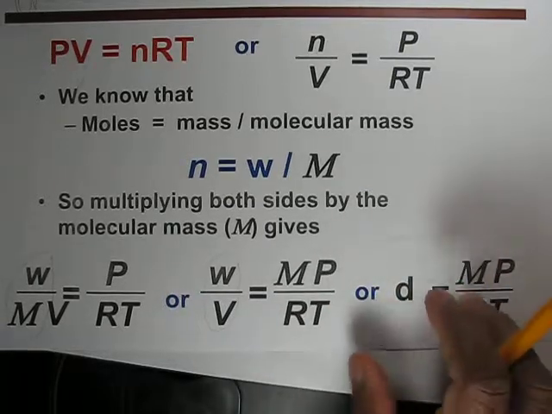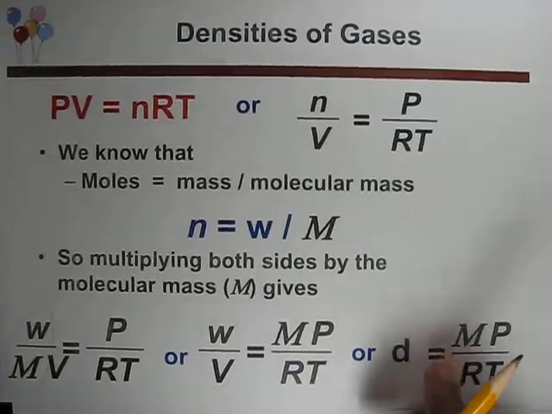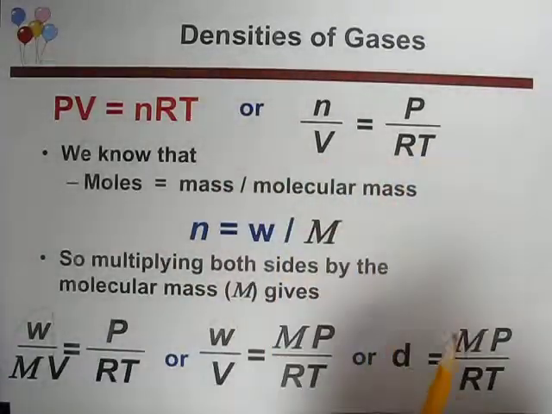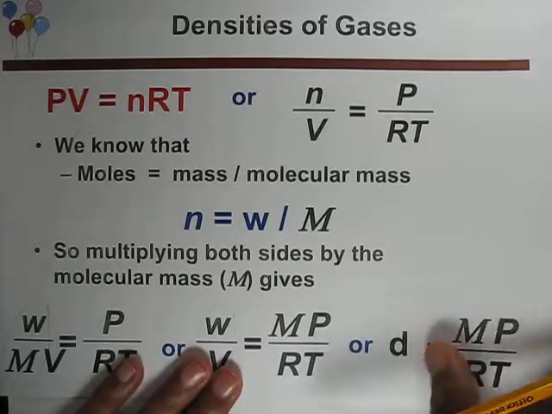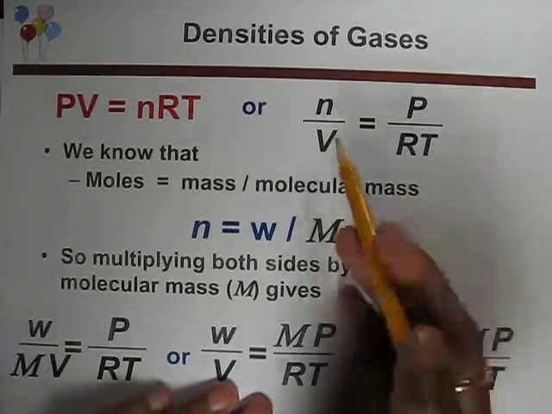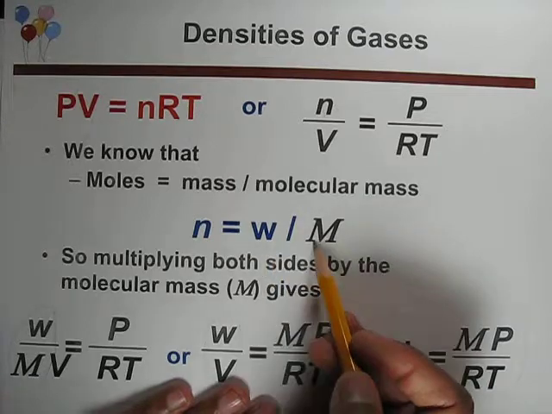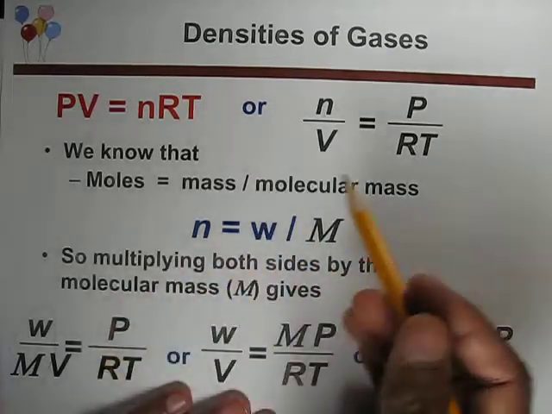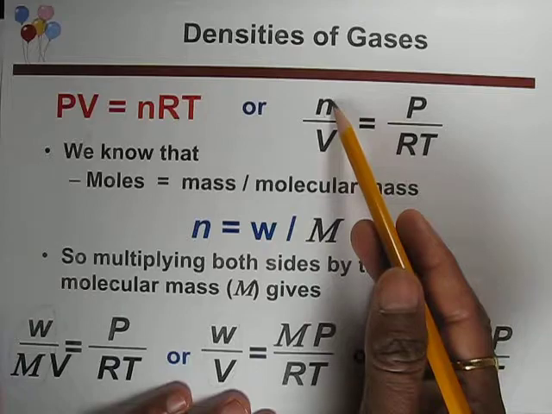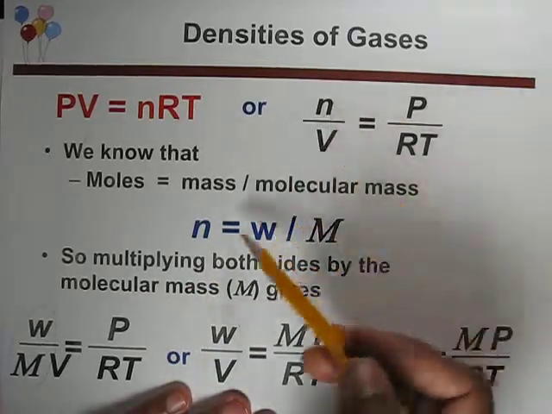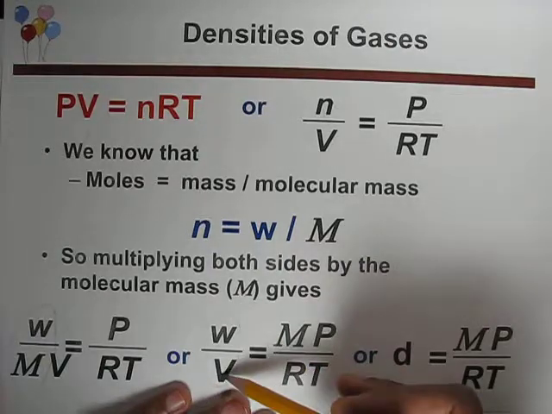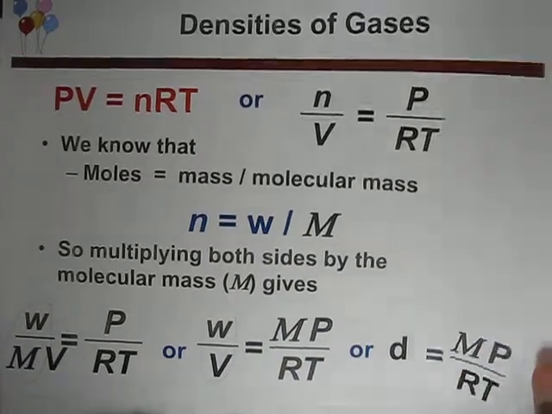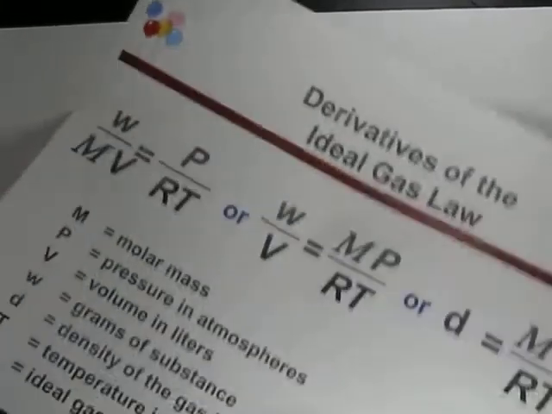You need not memorize that equation. You can simply derive it whenever you want, and that will be the easiest way. If you know that the number of moles is mass over molar mass, just replace it in this equation, and then convert mass over volume to density. So this is the way we can find out the density of a gas.